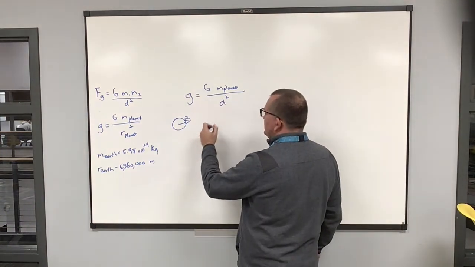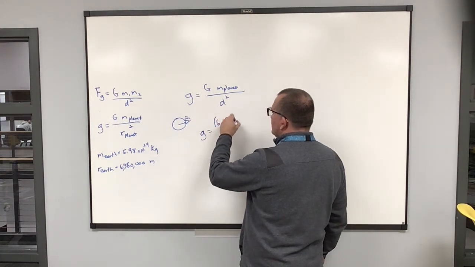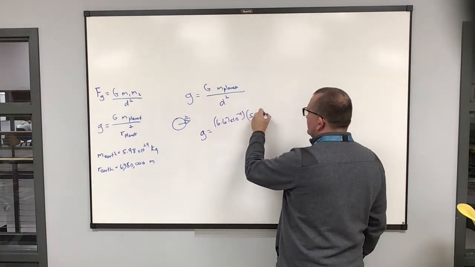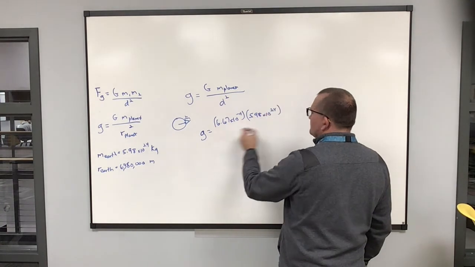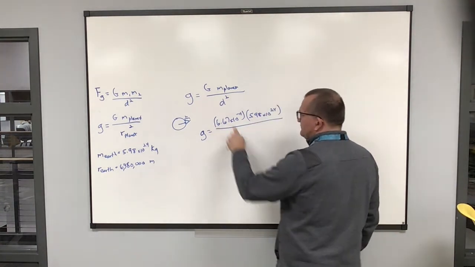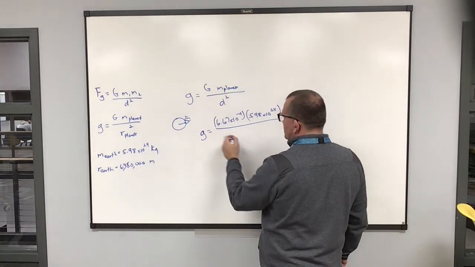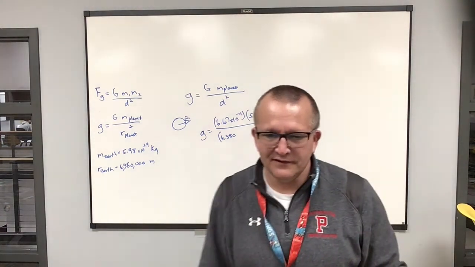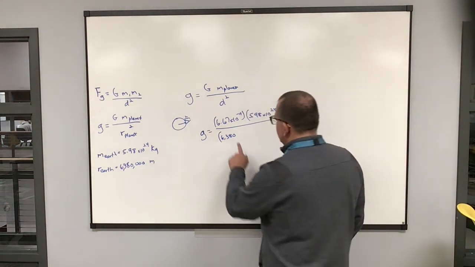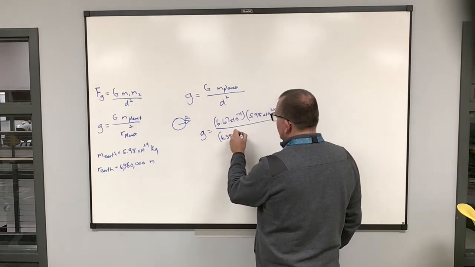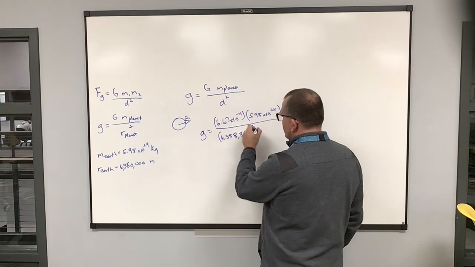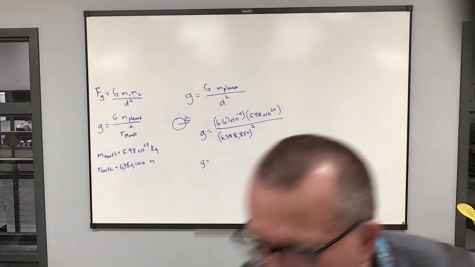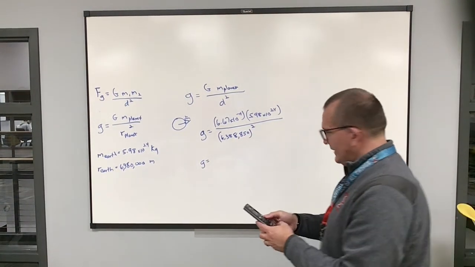So little g is our constant times the mass of the Earth, which is 5.98 times 10 to the 24th, over our distance, which is 6,380, and then we add 8,850 to it, squared. And that should give us our acceleration due to gravity. Let's calculate that up.